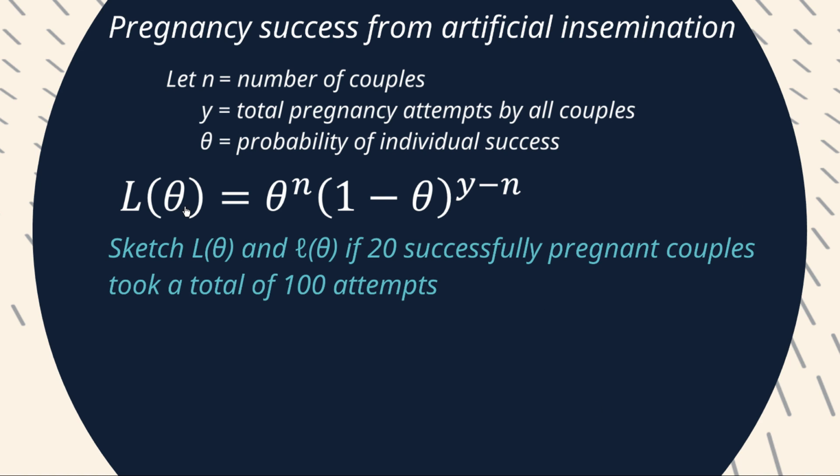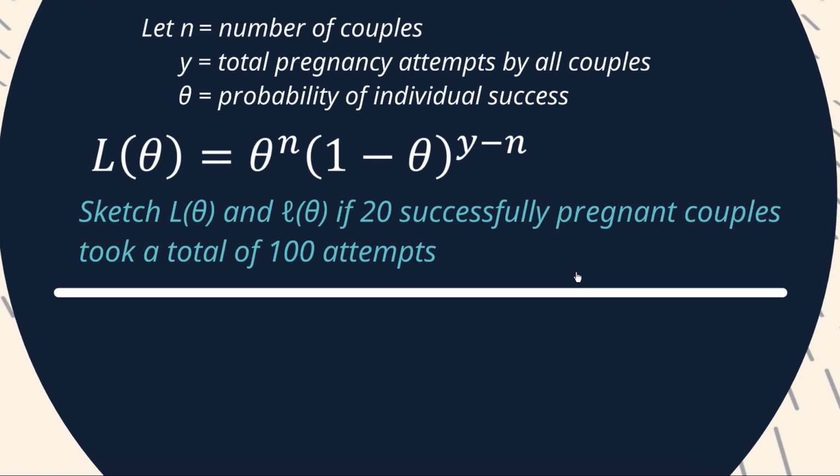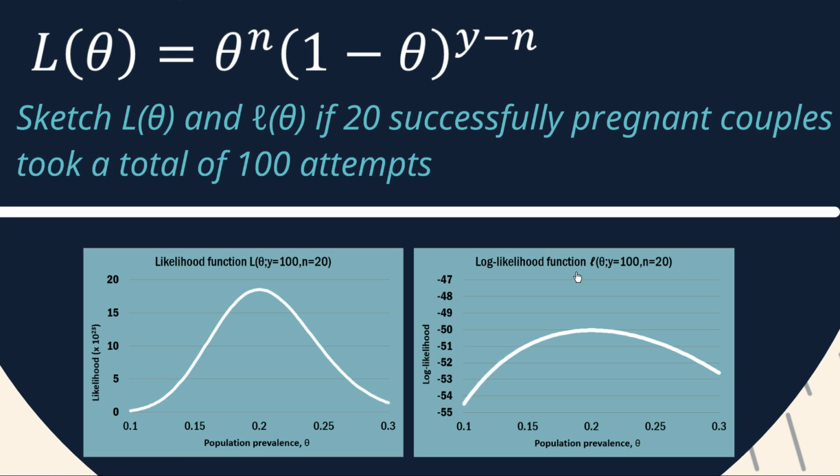So I'm asking you now to sketch the likelihood function of theta and the log likelihood function of theta if 20 successful pregnant couples took a total of 100 attempts. So let's have a look. Now I've got on the left here the likelihood function, and on the right our log likelihood function. Again, both concepts we dealt with in the first video.